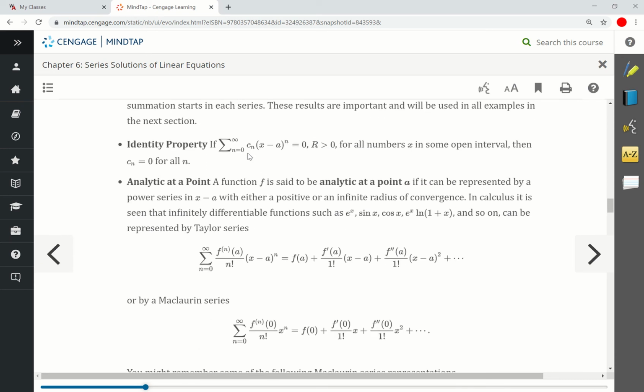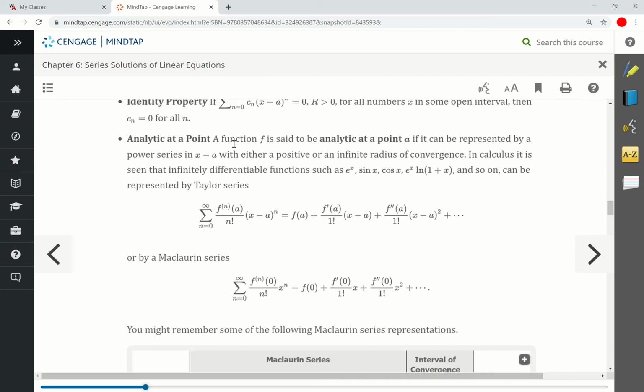A couple of fundamental properties that we have for power series is what's called the identity property. Let's suppose that our power series is equal to 0 for all numbers x in some open interval. Then the only way that this can happen is if the coefficients c sub n are equal to 0 for all n. So if this function is equal to 0 on some open interval, then all of the coefficients must have been equal to 0.